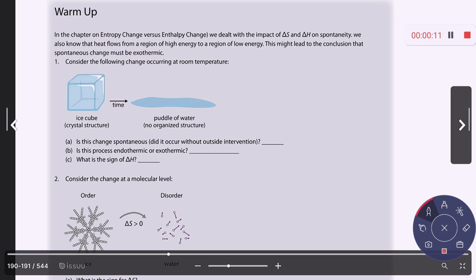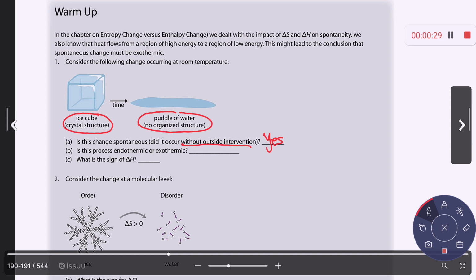Okay, so here we have a change happening at room temperature where the ice melts over time and makes a puddle of water. Is this change spontaneous? What that means is, does it just happen without any outside intervention? And the answer is yes.